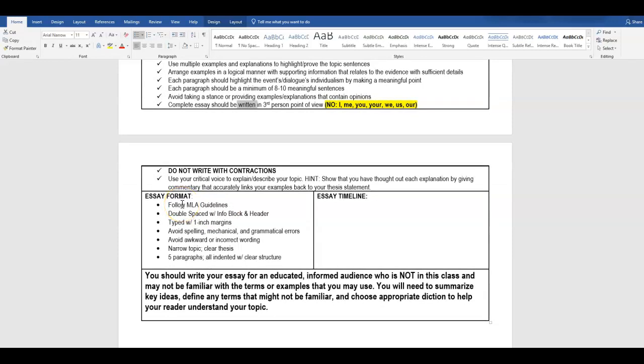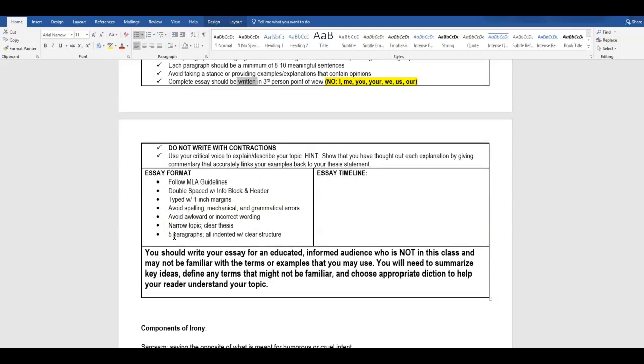Your essay format follows exactly what your diagnostic did. You need to double space with an info block and a header, type it with 1-inch margins, avoid spelling, mechanical, and grammatical errors, avoid awkward or incorrect wording. You should have a narrow topic with a clear thesis, and you should have 5 full paragraphs, all indented with clear structure.